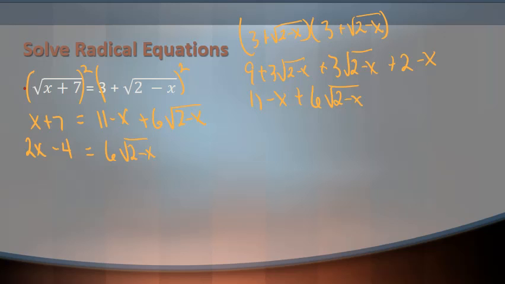All right, but now I've got to square both sides again. So I'm going to have to square 2x minus 4. And I'm going to have to square 6 times the square root of 2 minus x. All right, so let's see. Let me get this one to see it a little bit better. Well, let me square 2x minus 4.